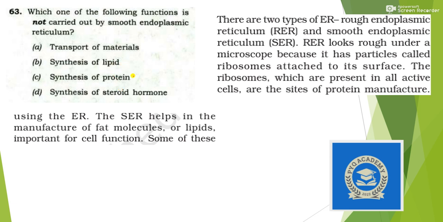Next, let's come to some questions which were from class 9. This is from the cell chapter. Which of the following functions is not carried out by smooth endoplasmic reticulum? Endoplasmic reticulum has two parts. One is SER, that is smooth endoplasmic reticulum, and the other one is RER, that is rough endoplasmic reticulum.